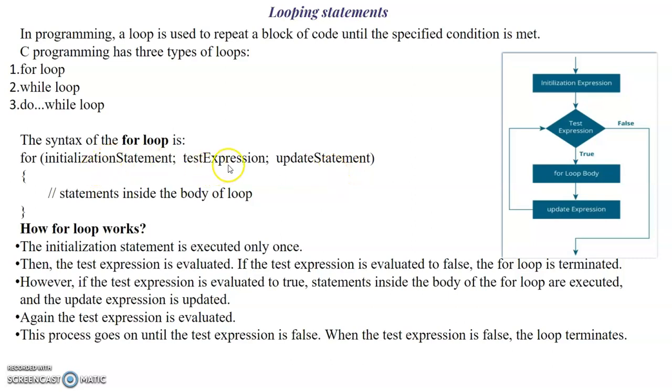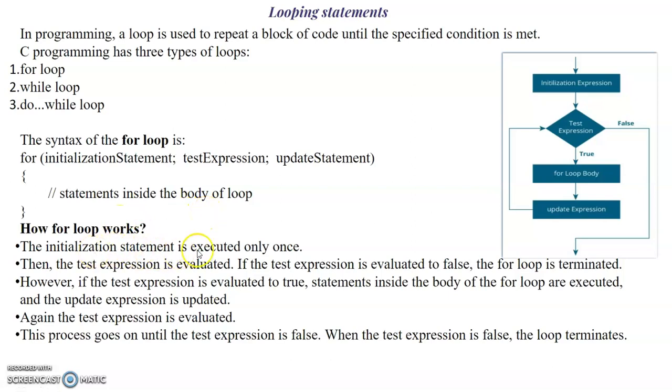The initialization statement and test expression are separated by a semicolon, and the test expression and update statement are separated by a semicolon. The body of the for loop will be contained within braces if the body has many statements to be executed. Otherwise, there is no need for the curly braces. Then how does this for loop work?